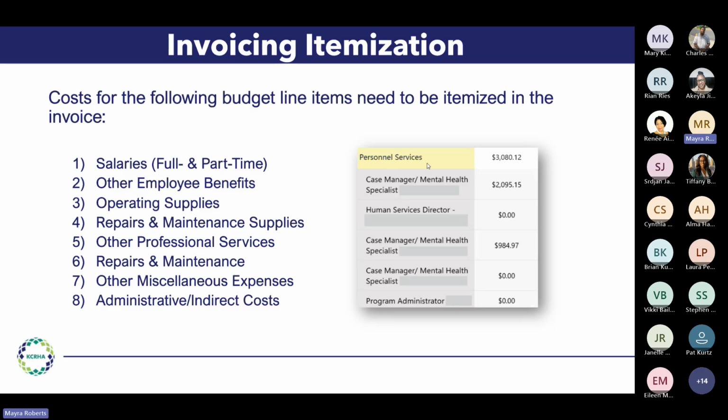As you can see, in total for personnel services, this agency is invoicing for $3,080.12. And then they itemize the breakdown by letting us know that for the case manager/mental health specialist, they are requesting reimbursement of $2,095.15. And for the case manager, mental health specialist, they are requesting $984.97 of reimbursement. So this is something that the compliance team is going to look at while reviewing your invoices.